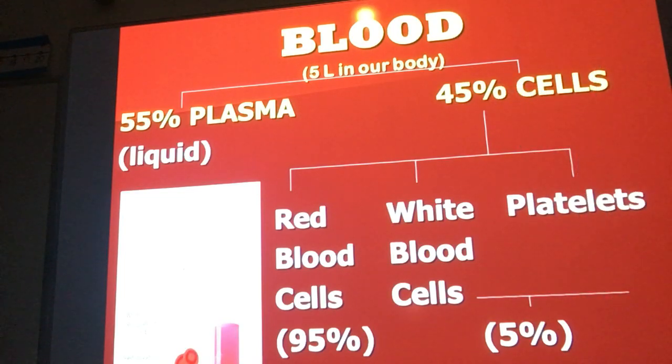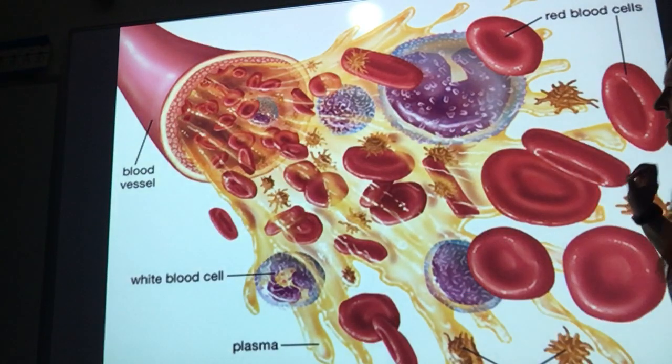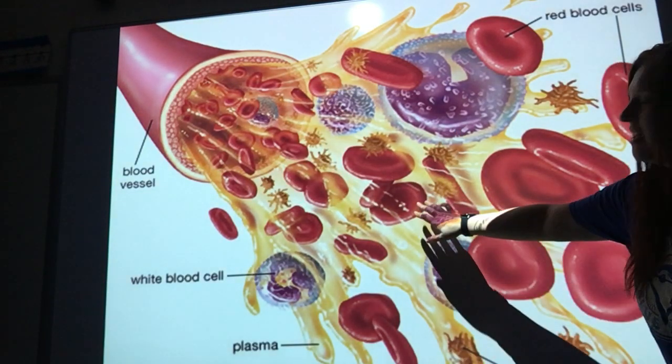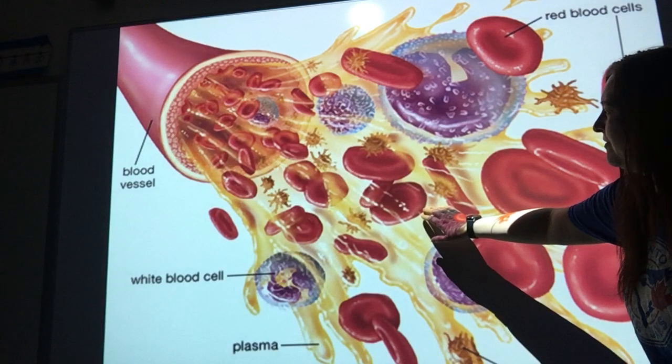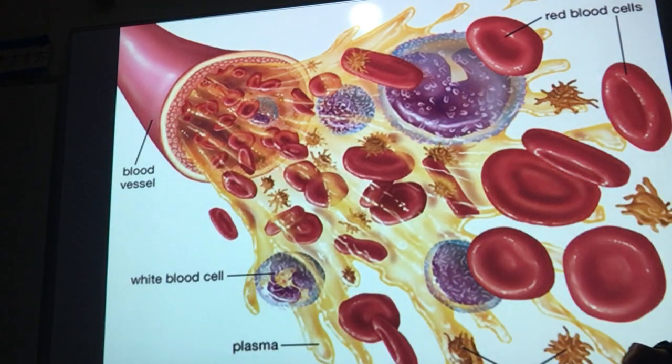And then just to review, there's that picture of your blood, so we've got the plasma. We've already talked about the red blood cells, the biconcave shape with no nucleus. And today we're going to learn about the white blood cells, you see that pointing there, and platelets.